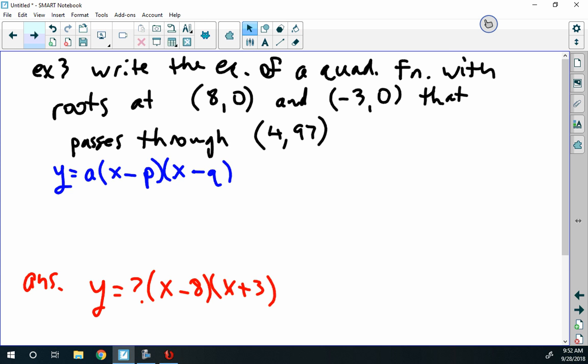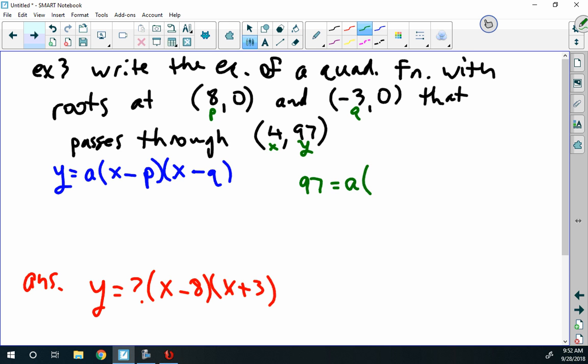So now, just like we did before, we got to call on the help of little Mrs. Fisher or Mrs. Rose or Miss Dempsey, and we're going to substitute, right? Here's our x, here's our y, here's our p, here's our q. So 97 would equal a, I don't know what a is, I'm solving for it, times x, 4, minus p, 8, times the quantity x, 4 again, minus q, so plus 3, right?